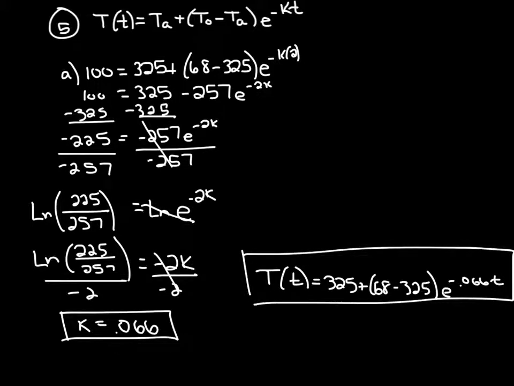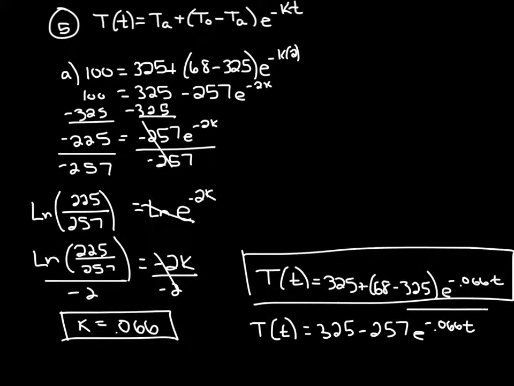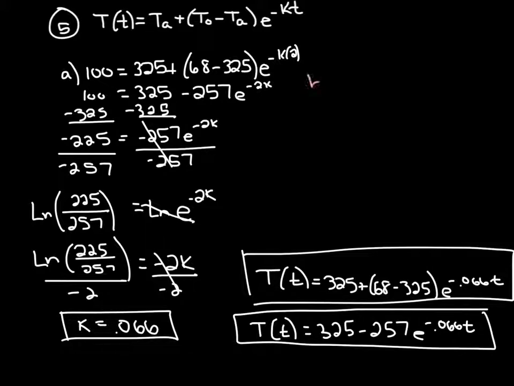Another way you could write it is if you want to combine these two to give you negative 257, you could rewrite this as T of t equals 325 minus 257 e to the negative 0.066 t power. Either one of these is fine. Okay, now part B says determine the Fahrenheit temperature of the turkey to the nearest degree at 3 p.m. Okay, so at 3 p.m., if they put the turkey in the oven at 8 a.m., then 3 p.m. would be 7 hours later.